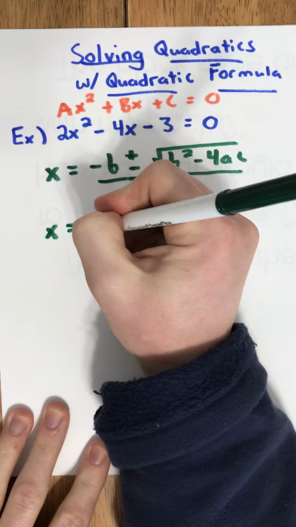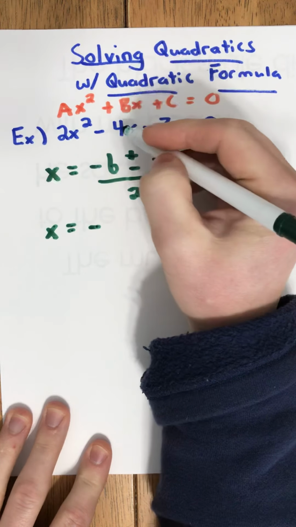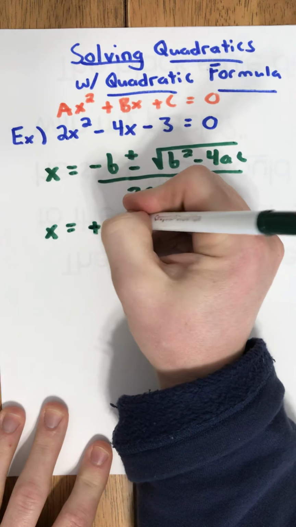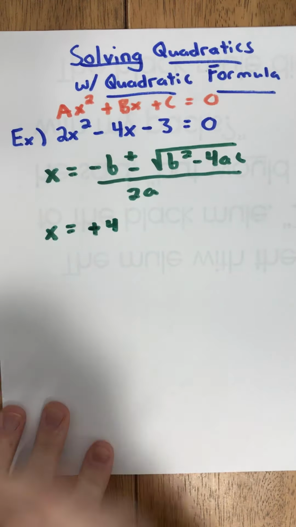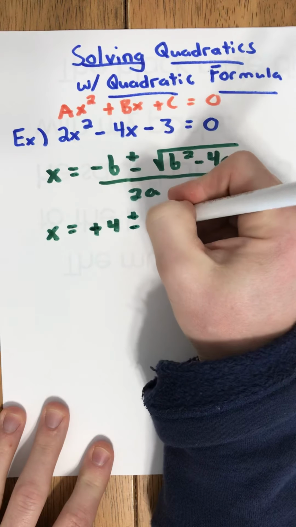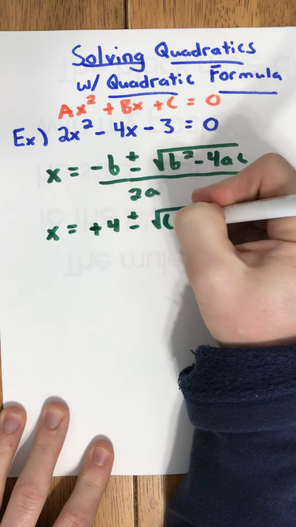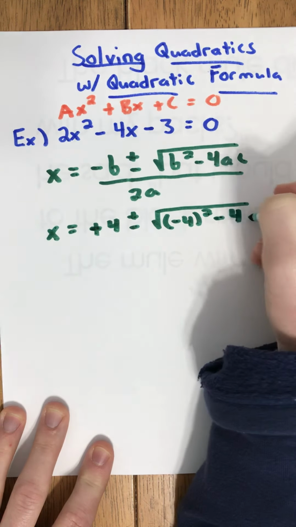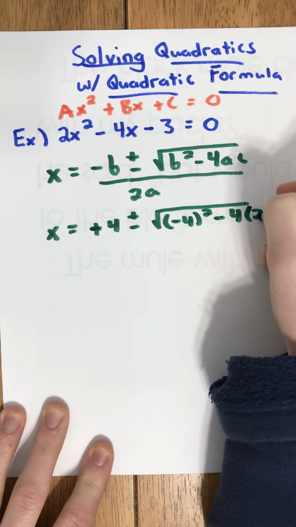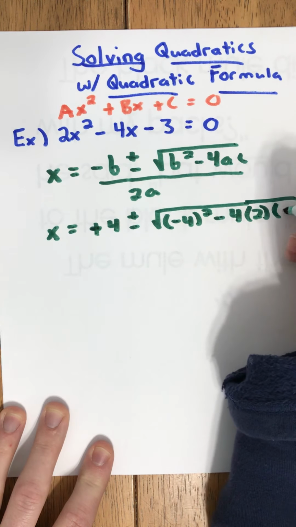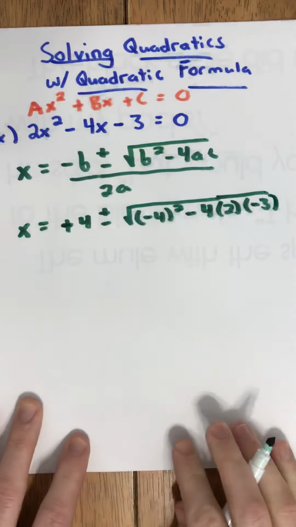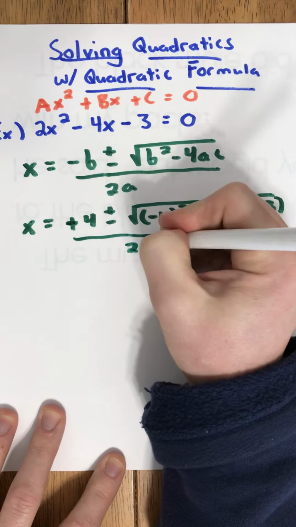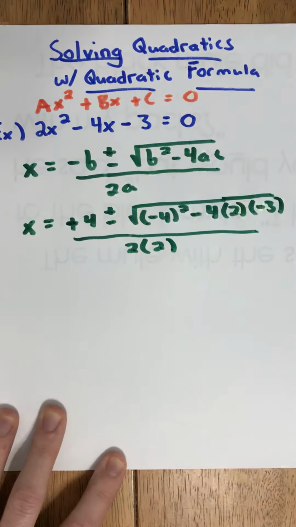So we're going to have x equals negative b. Now b is negative 4, so negative 4 is going to make this a positive 4, the opposite of negative 4, plus or minus the square root. B is negative 4 squared minus 4. A is going to be 2 here. And c is going to be negative 3. And we're going to divide that by 2a, which is 2.